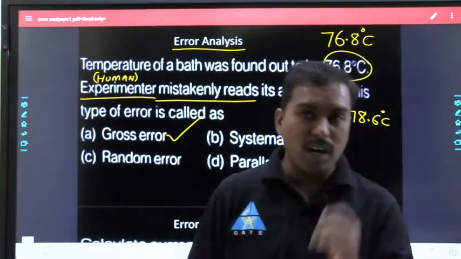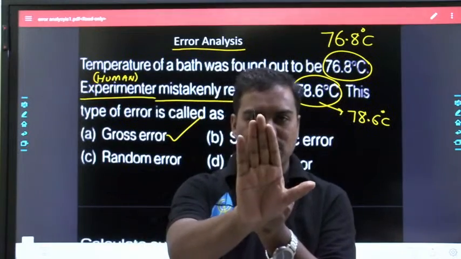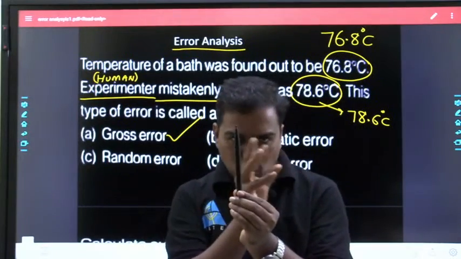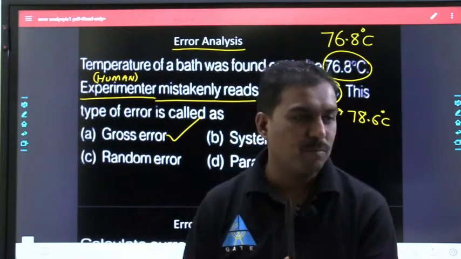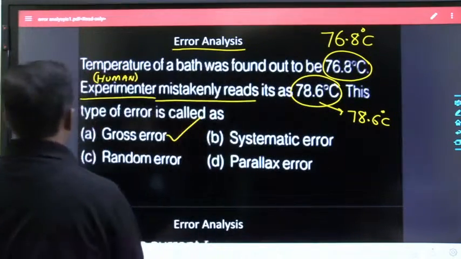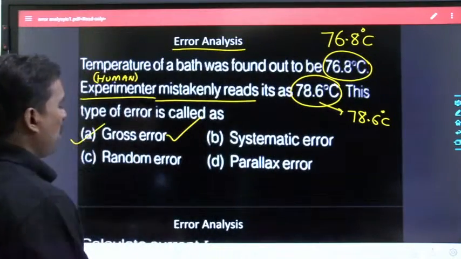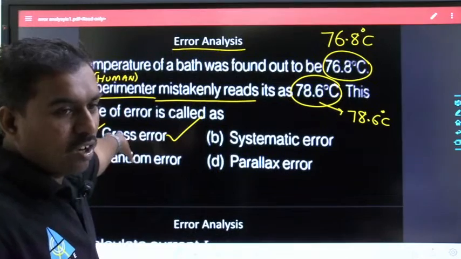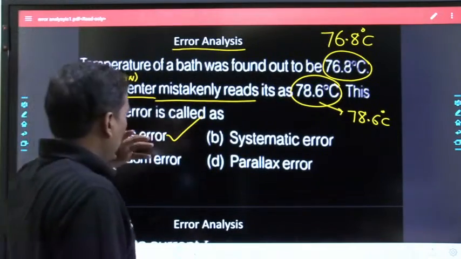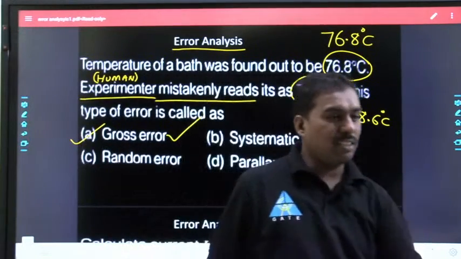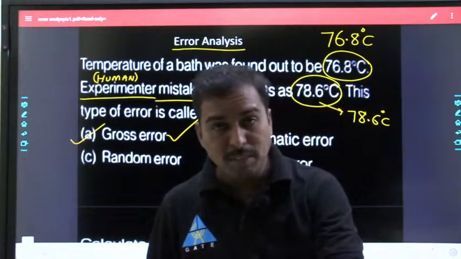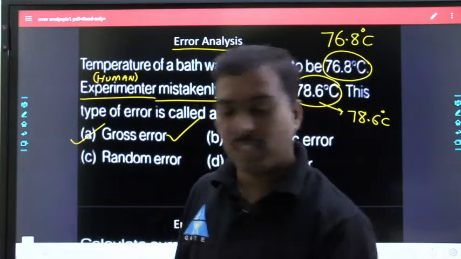Parallax error means when the pointer is on that particular structure, and you are not able to identify it properly. This is a human mistake. Option A, gross error, human mistake. Do you understand? Is it clear, Rahul? All of you understood? It is a human reading mistake. While you are reading, you are not seeing properly. That is a human mistake.